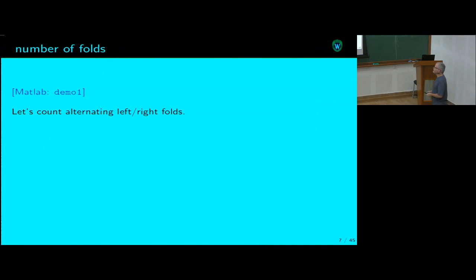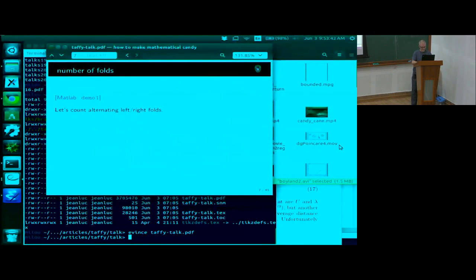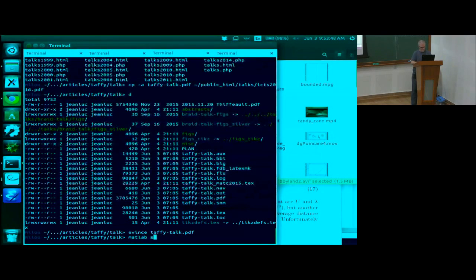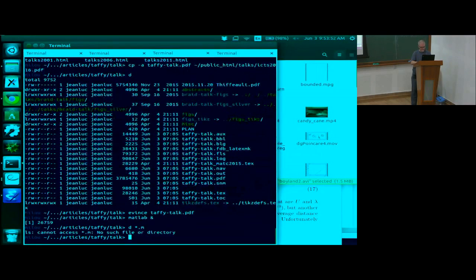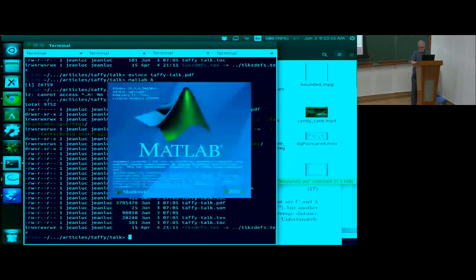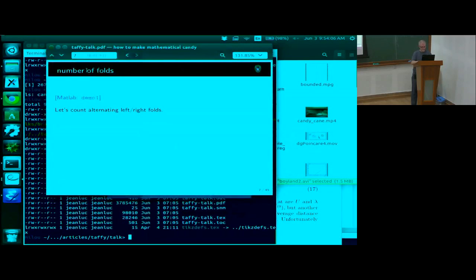Okay, let me show you a MATLAB demo. Oops, I forgot to load up MATLAB. Hopefully, we have to wait until MATLAB starts. Sorry, my mistake. I totally forgot that I needed MATLAB for this. Come on.